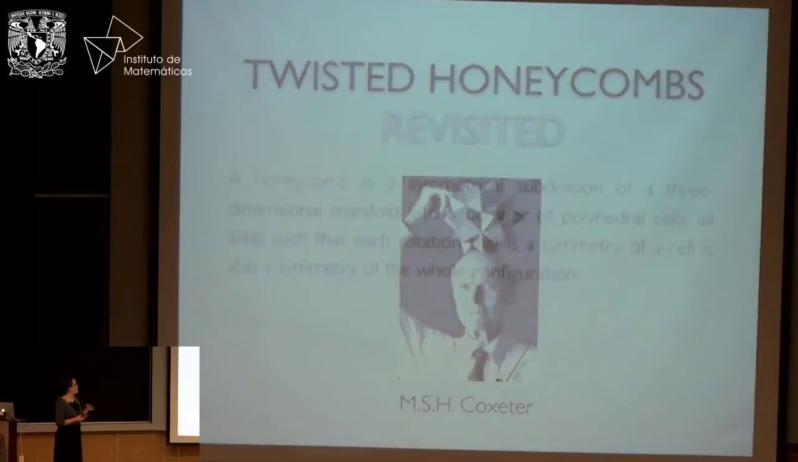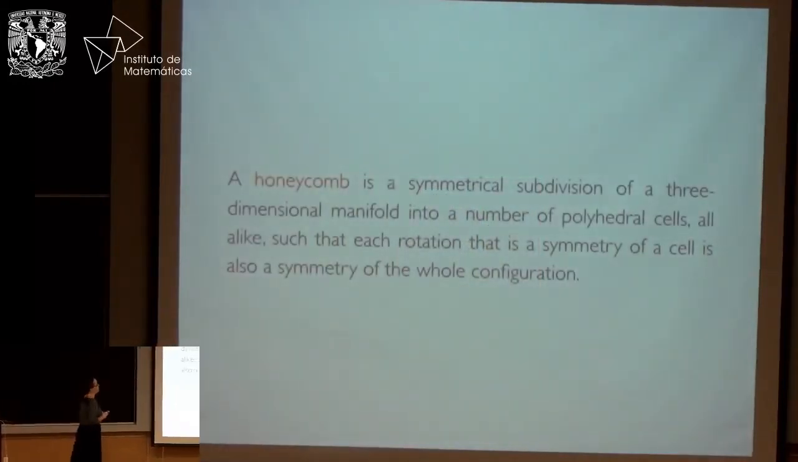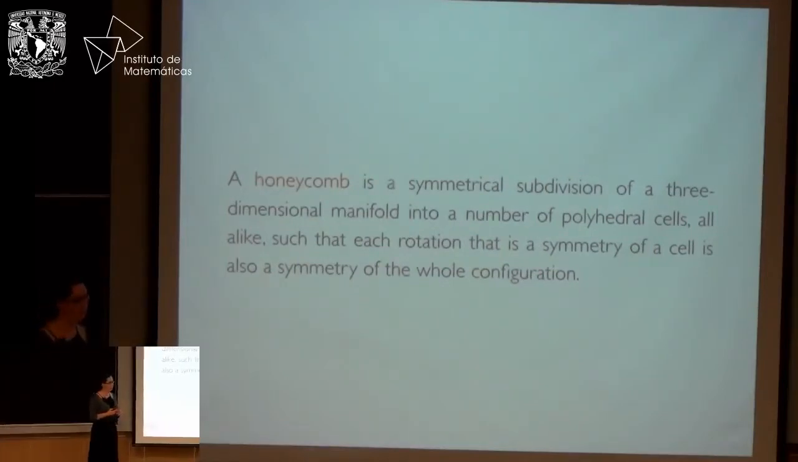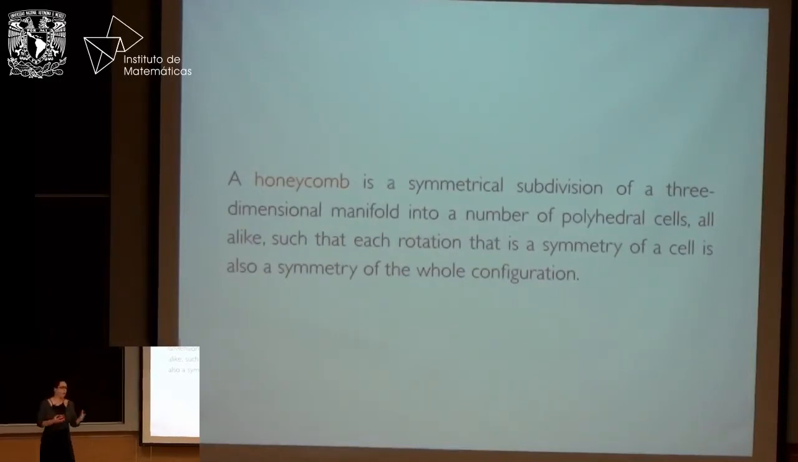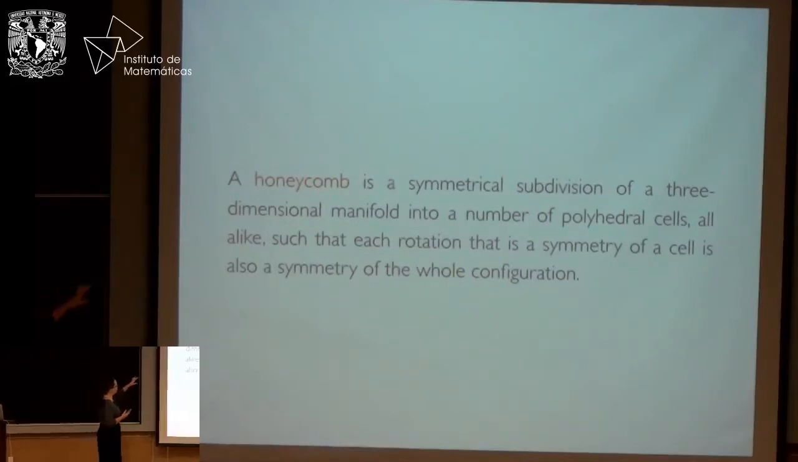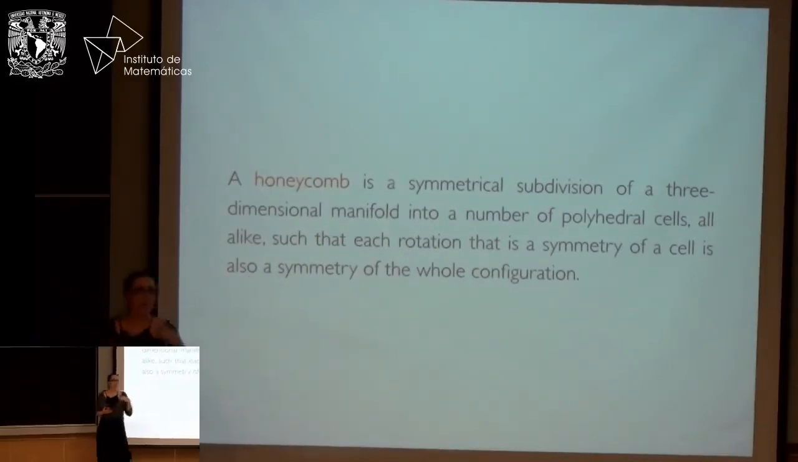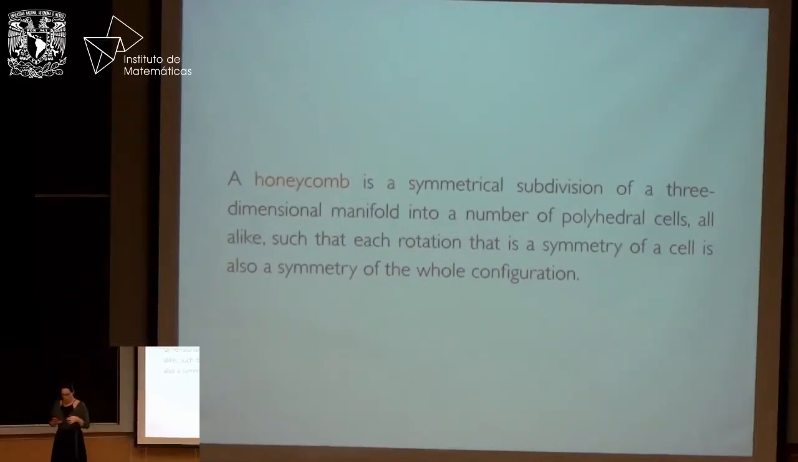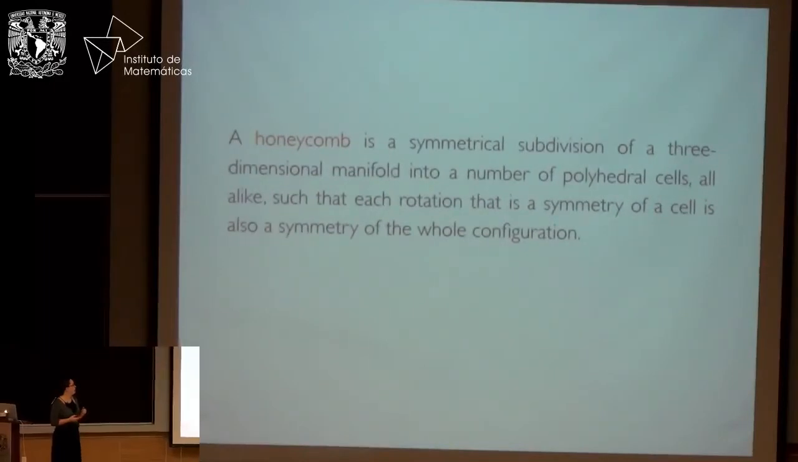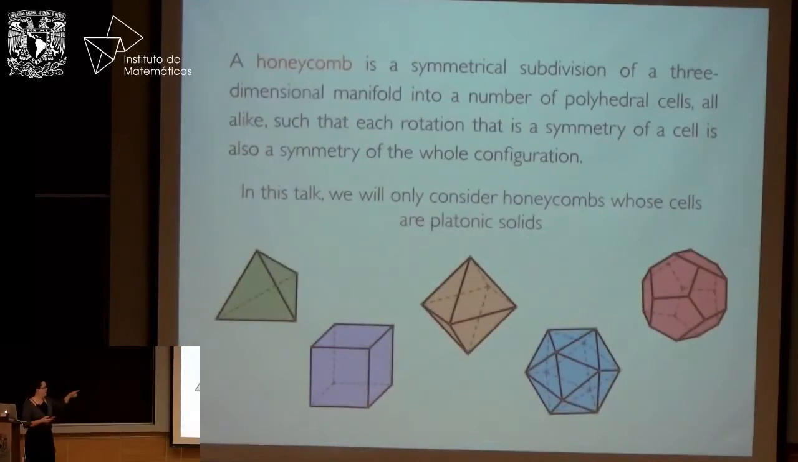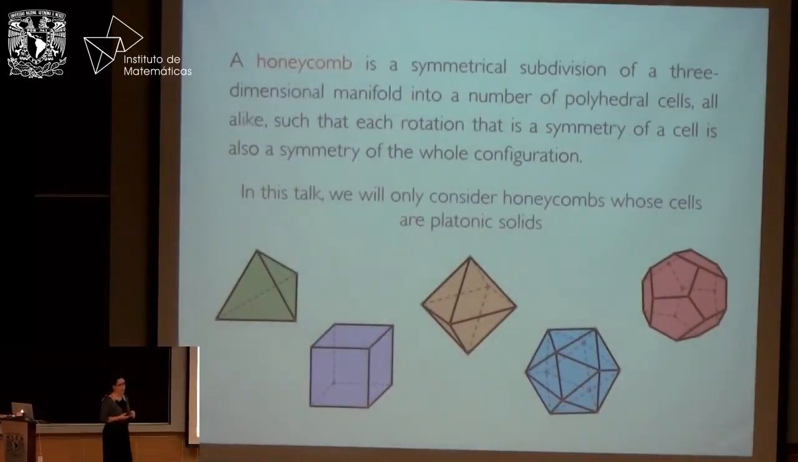So I'm going to start right away with the definition of a honeycomb. A honeycomb is going to be a symmetrical subdivision of a three-dimensional manifold into a number of polyhedral cells, all of them alike, such that each rotation that is a symmetry of the cell is a symmetry of the whole configuration. So I have a three-dimensional manifold, it's subdivided, and it has intrinsic symmetry if the cells have symmetry, right? So if the cells have rotational symmetry, then the entire thing has rotational symmetry, and the honeycombs that I'm going to be talking about have platonic solids as cells, which means I have a lot of symmetry because the platonic solids have all the rotational symmetry, so my entire configuration has a lot of rotational symmetry.